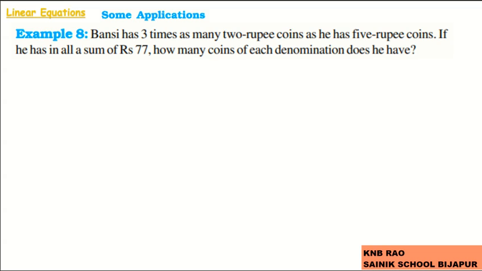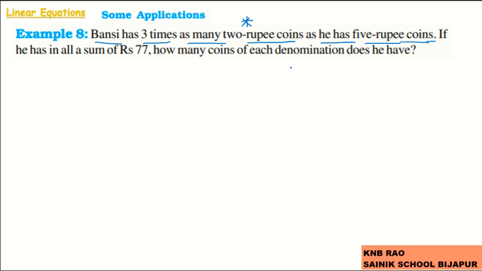Example number 8. Bansi has 3 times as many 2 rupee coins as he has 5 rupee coins. Children, this is a very important question, so you need to understand this sentence. Try to observe, he has 3 times as many as he has 5 rupee coins. Which are those 3 times? They are 2 rupee coins. This sentence is very important.